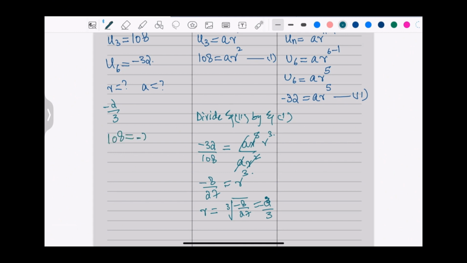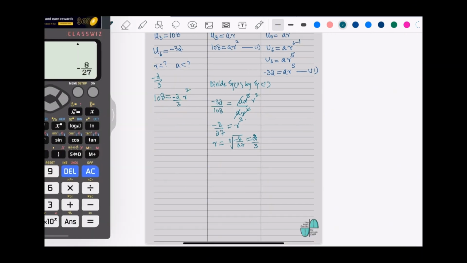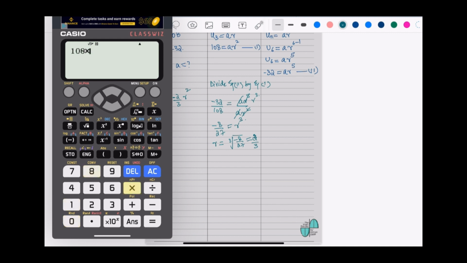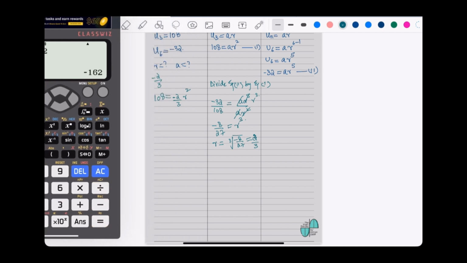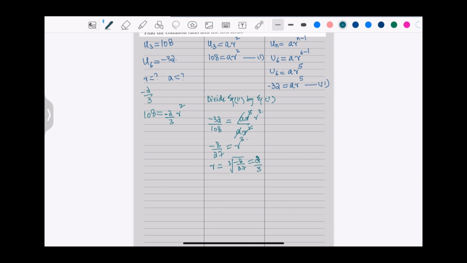108 is equal to a times negative 2 over 3 squared. Finding that out, 108 times 3 divided by negative 2 gives you negative 162. So r turns out to be negative 2 over 3, and this is equal to r.